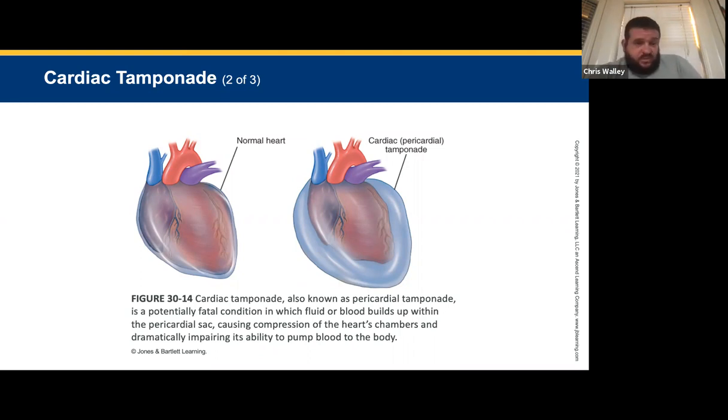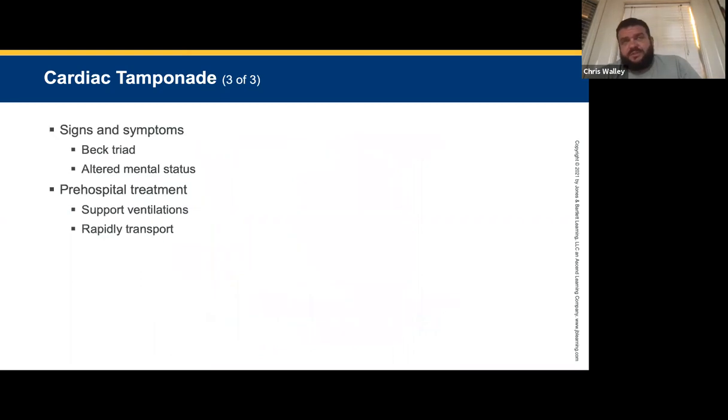You're just going to go with it and take them to the hospital. But here are some signs and symptoms. So you have your Beck triad. Remember we talked about the Beck triad. You're going to have the blood pressure, respiratory rate, and pulse pressure are all going to be different.